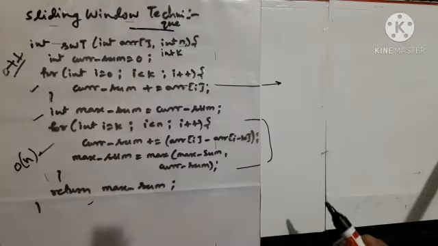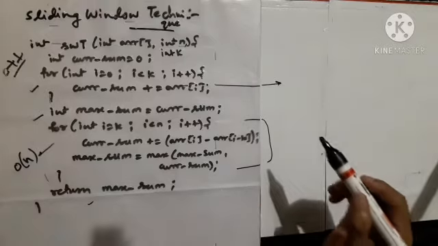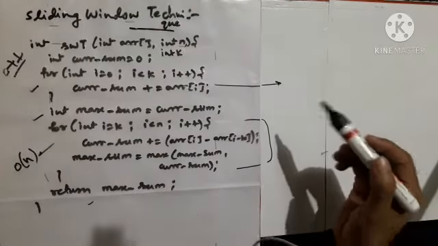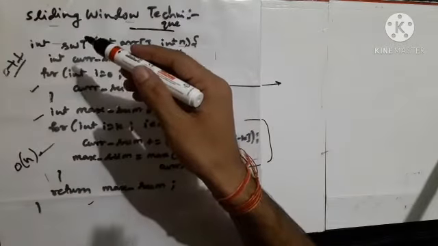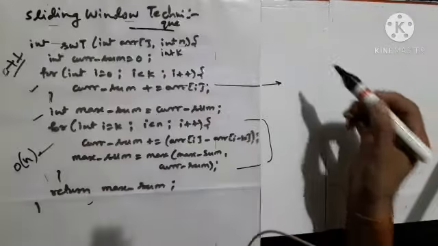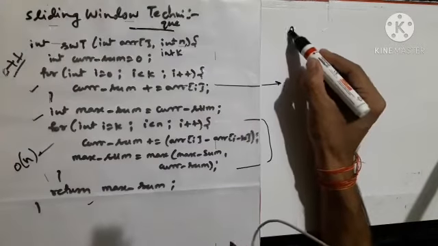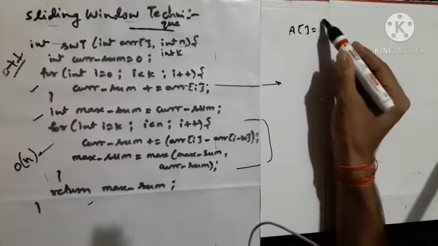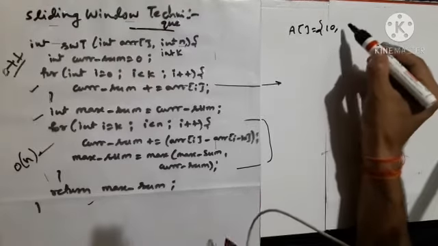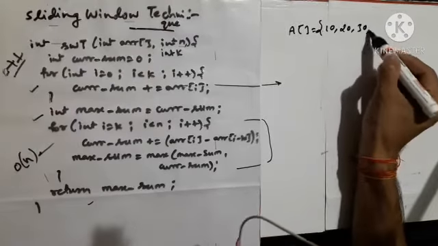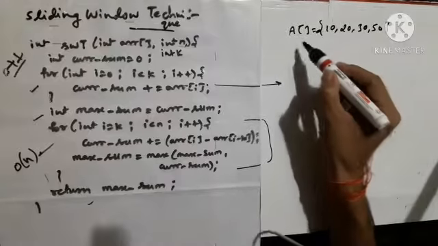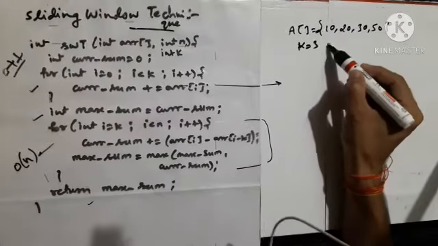But now I'm going to dry run another example to illustrate the sliding window technique. Let's say we are constructing an array of 4 elements: 10, 20, 30, and 50. And let's say we are given a k value of 3 and n as 4.